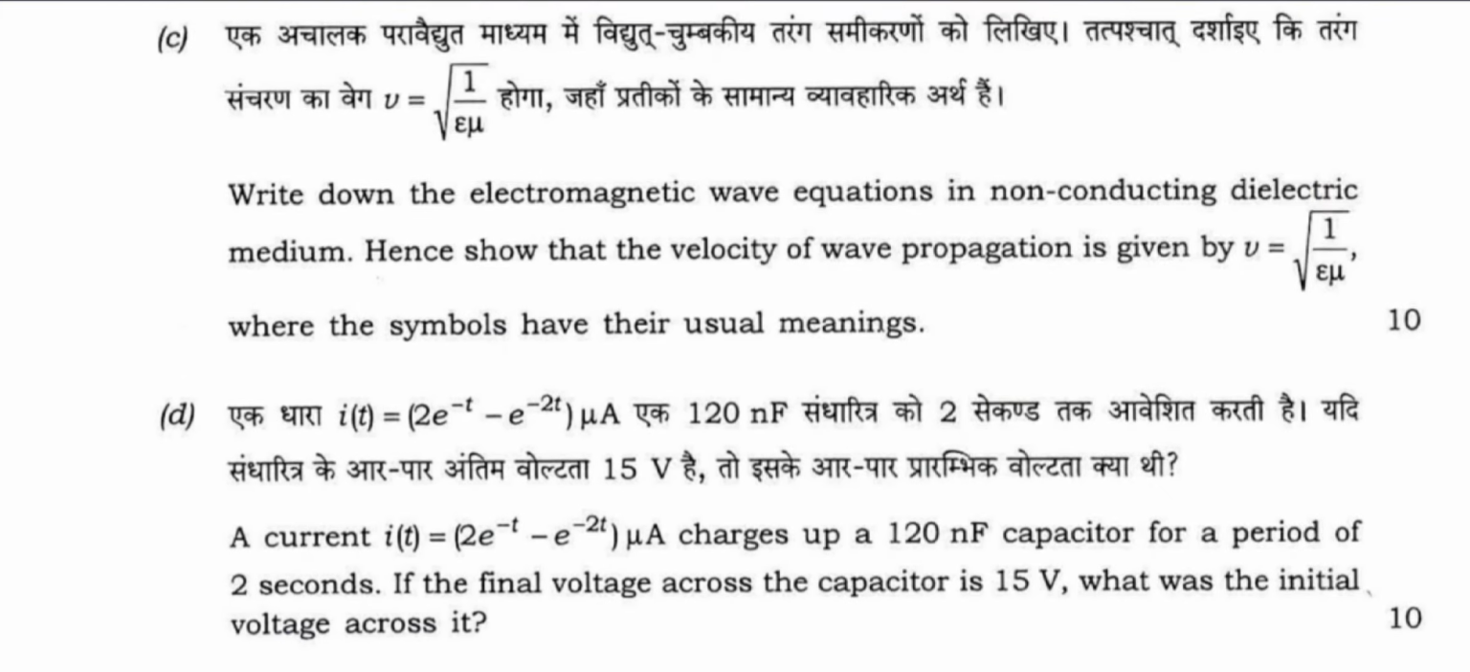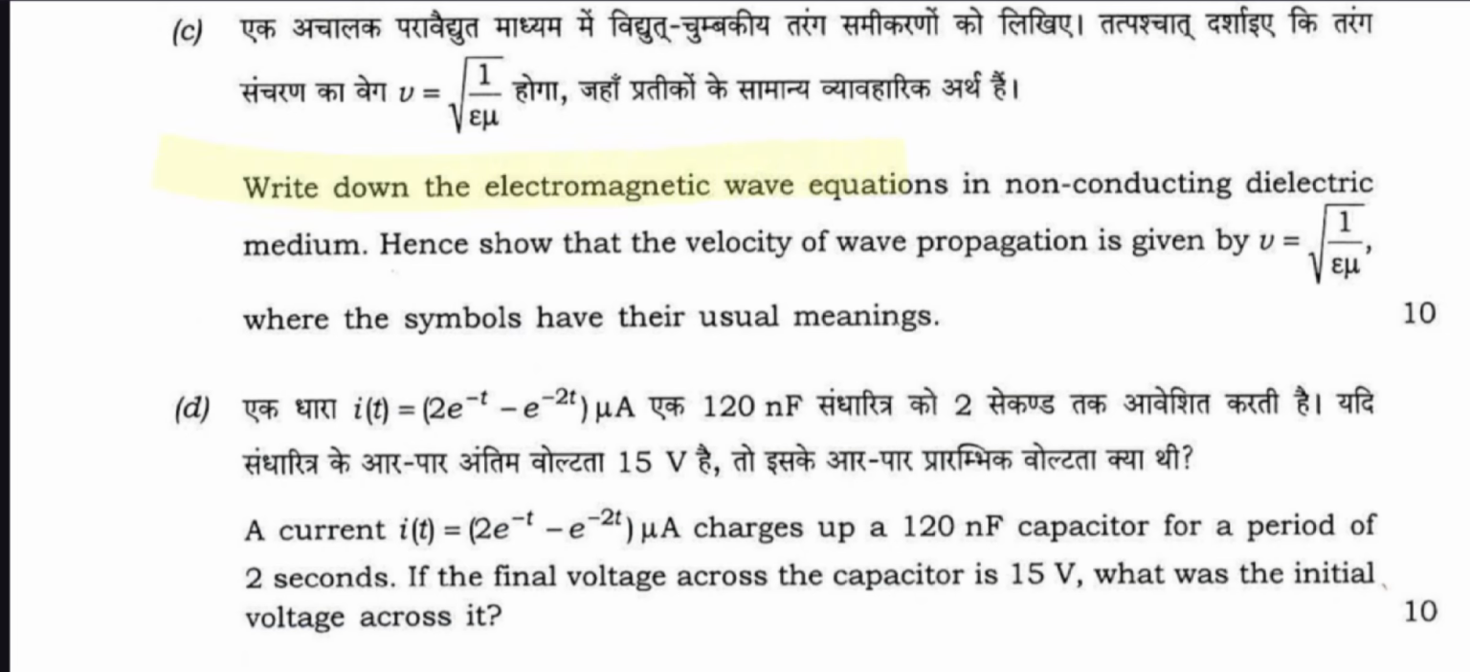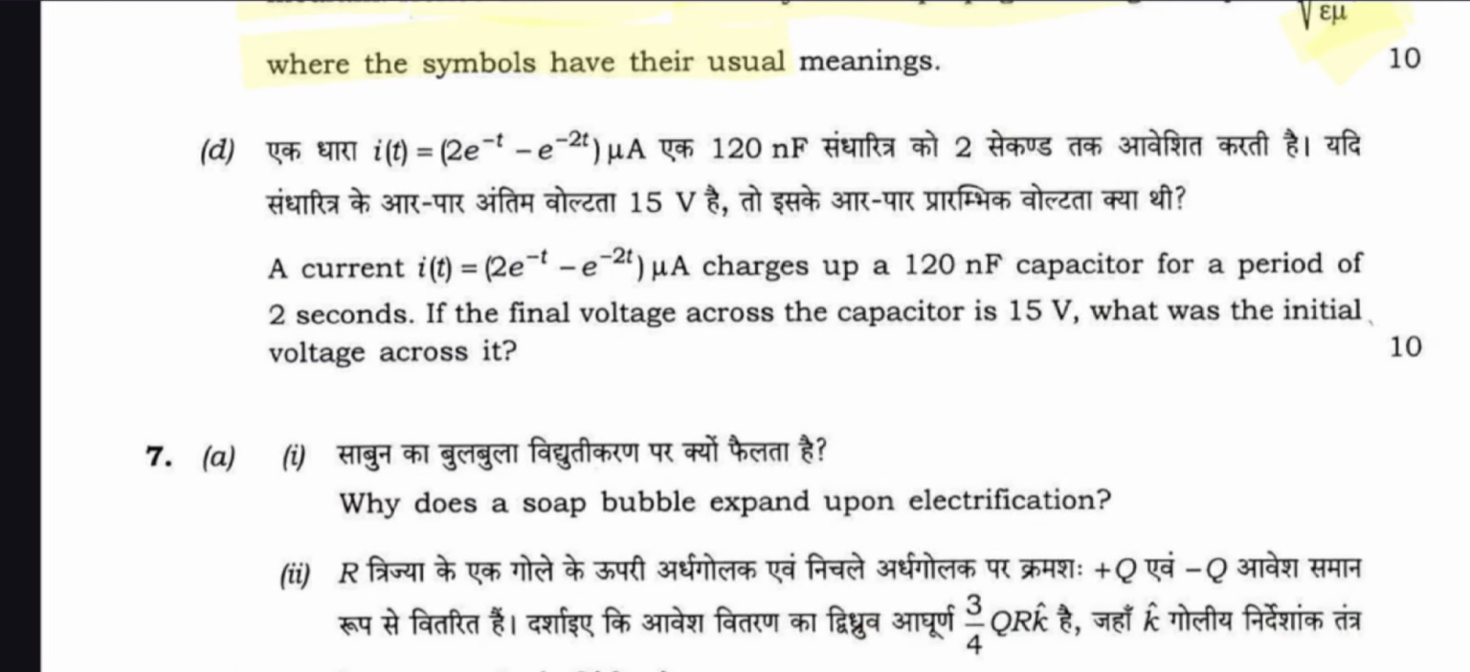And question number C is here. Write down the electromagnetic wave equation in a conducting dielectric medium. Hence, show that the velocity of wave propagation is given by v equal to 1 by under root epsilon mu, where epsilon and mu are the Greek symbols. The symbols have their usual meanings, find out.